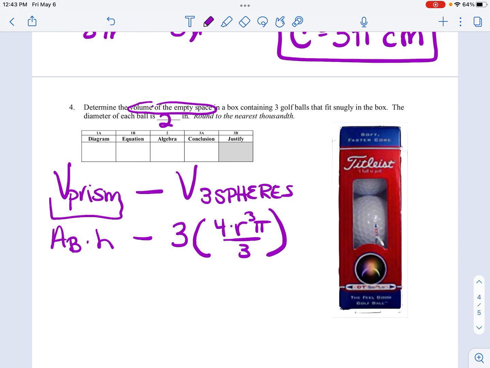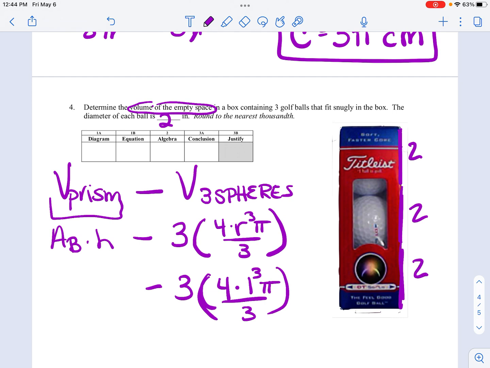I just know my diameters, which means my radii. So I could kind of fill this in. I know that I have 4 times 1 cubed pi over 3, right? And if I go to my box, I know that this is 2, this is 2, this is 2 because of all those balls in there, right? Again, if you think about a box, that's my 3D box. So therefore, I know the depth of my box is also 2. And then the width of my box is also 2 because those are just diameters. So if I look, this box is actually a 6, right?